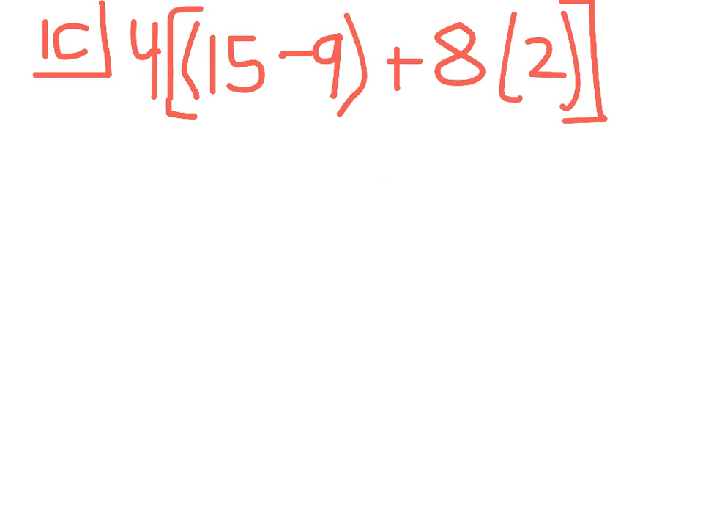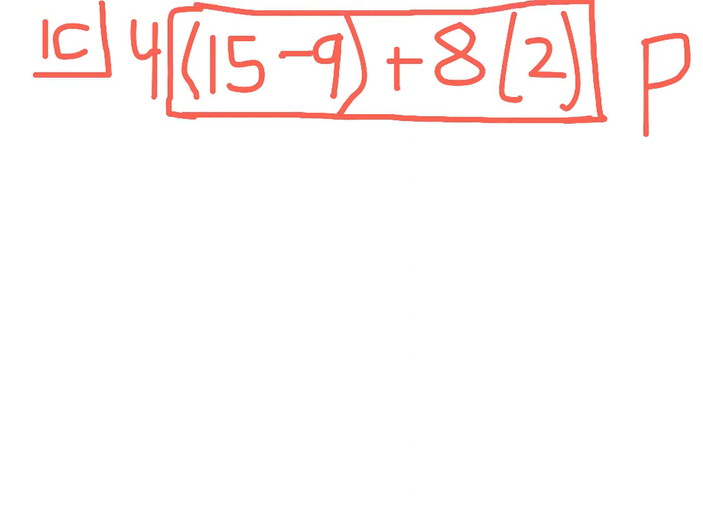All right, so the next example is 1C. This is 4 bracket parentheses 15 minus 9 parentheses plus 8 parentheses 2. All right, then you have parentheses and a bracket. So we're going to follow PEMDAS again. We're doing P first, and then we need to know that the brackets are also parentheses. So when we do P, we start inside the furthest outermost bracket possible. So in this case, it would be the whole thing. So we're going to do this rectangle that I just created first.